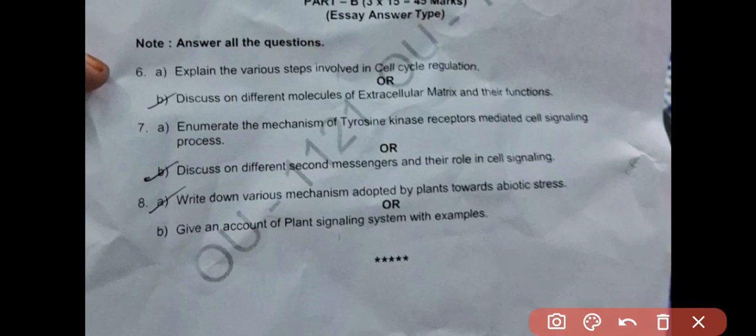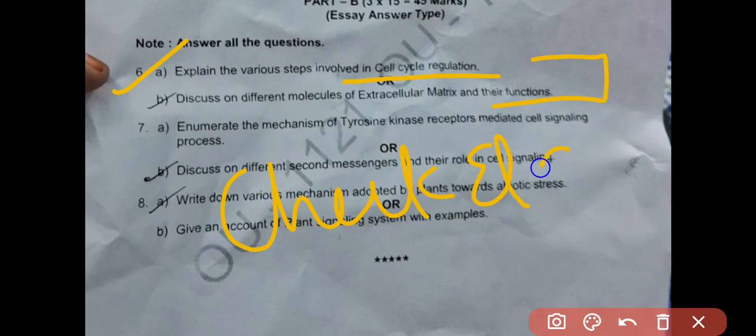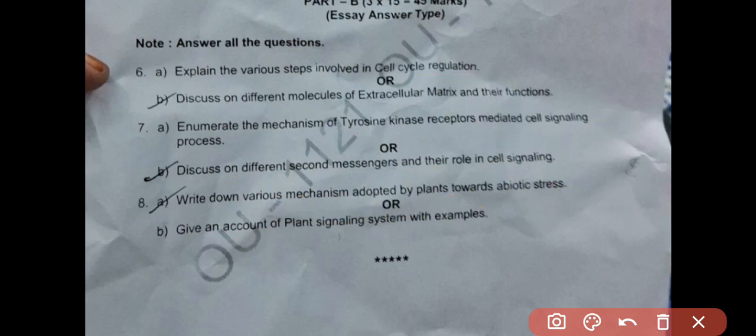Okay, and the sixth one, the question they asked in the alternate choices, first is cell cycle regulation. You need to write about the cell cycle regulation, checkpoints of the cell cycle, and also CDK2, the cyclin dependent kinase enzymes. You need to write everything in detail about it. Now the second one asked about different molecules of the extracellular matrix and their functions. You need to write about their functions.